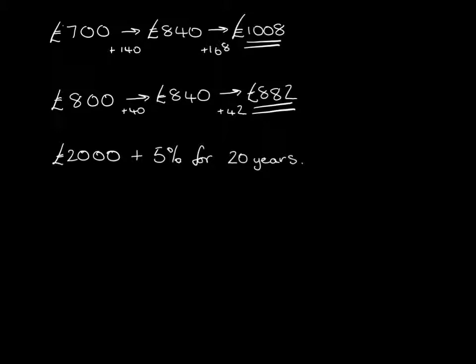What we need to be able to do is use the information in the question, so we have to use this somehow, 2,000. We also have to use 20, because that's how many times our interest is happening. But we also need to use this 5 in some way, and this is the important thing, how we use this 5%.